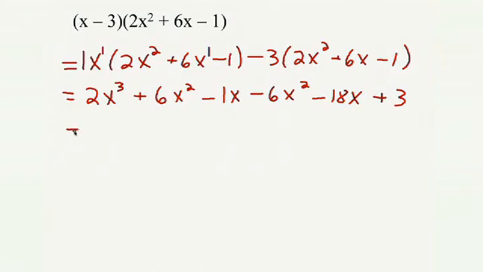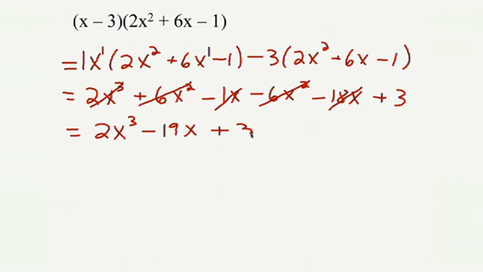Now all we have to do is combine like terms. So let's do it. My highest exponent is here, and I don't see any other x cubes. So this is 2x cubed. There's a positive 6x squared here and a negative 6x squared. Positive 6x squared and negative 6x squared is 0. Negative 1x plus negative 18x is negative 19x. And finally, there's a plus 3 on the end. So the final answer to this one is 2x cubed minus 19x plus 3.